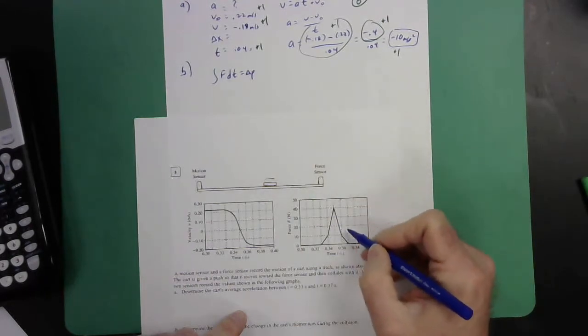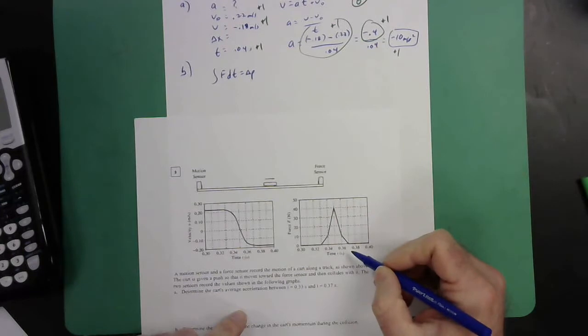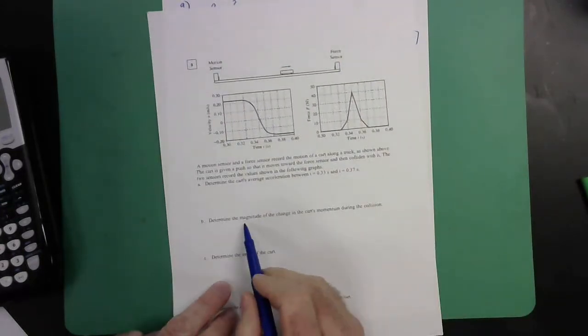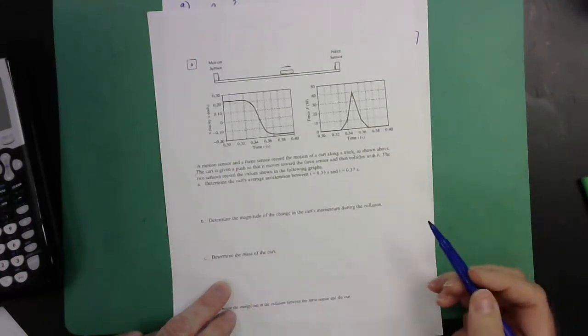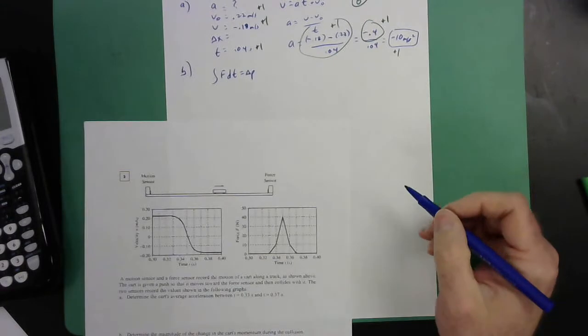But the sensor is registering the force on the sensor. That's why this graph is up here instead of down in quadrant 4. And they're making it easy so you don't necessarily have to recognize that by just asking for the magnitudes. They don't worry about the sign. Okay, they tell you to make it positive. All right, so anyway, we want the area under that graph.